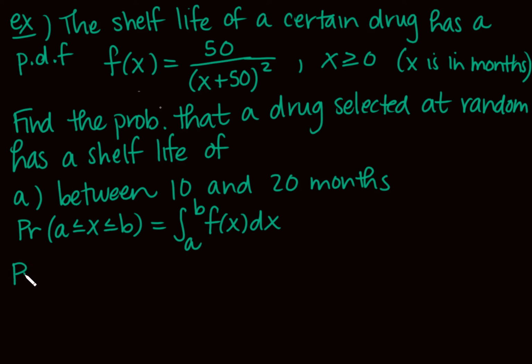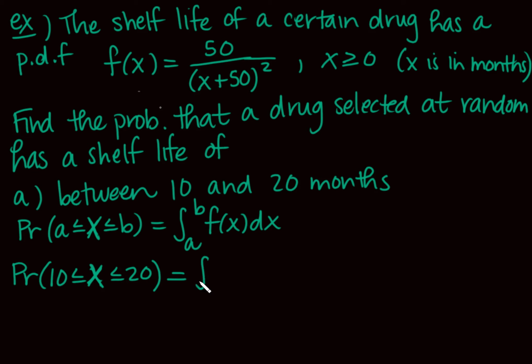So what I'm asking here is, what is the probability that if I select a drug at random, that's my continuous random variable, we'll call it X, and I believe these are capital X's. Sorry about that. What is the probability that if I select a drug at random, its shelf life will lie between 10 and 20? Okay. So that's what this is asking.